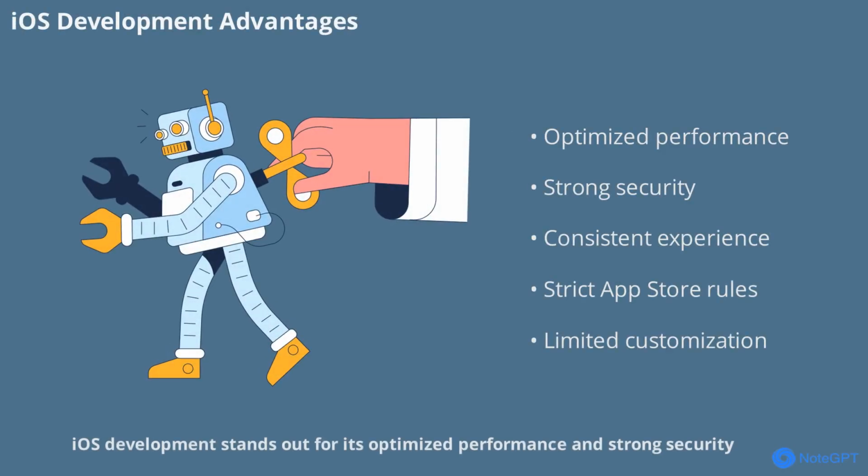iOS development stands out for its optimized performance and strong security. Apple's control over both hardware and software ensures that apps run smoothly across devices. Testing is easier, and users enjoy consistent experiences. However, developers face strict App Store rules and must work within the expensive Apple ecosystem. Customization is limited, but the benefits of reliability and security make iOS a popular choice for many high-end apps.